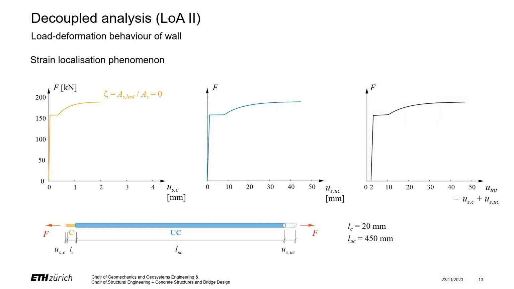And this strain localization phenomenon can be nicely illustrated by a bare reinforcing bar, like we have it here, which has a reduced cross-section over a small length, whereas the blue part is just always at the original cross-section. And you see here on top the load elongation curve for the orange, the blue part, and then, of course, for the entire reinforcing bar as the sum of these two parts.